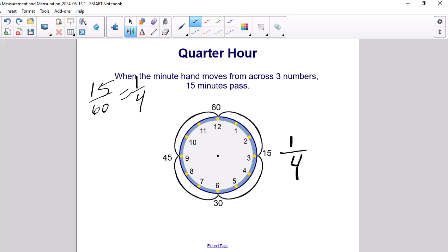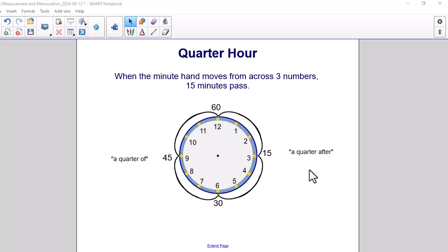30 minutes after the hour is 2/4 or 1/2 the hour. And 45 minutes after the hour is 3/4 of the hour. And then we get back around to 60 where everything resets.